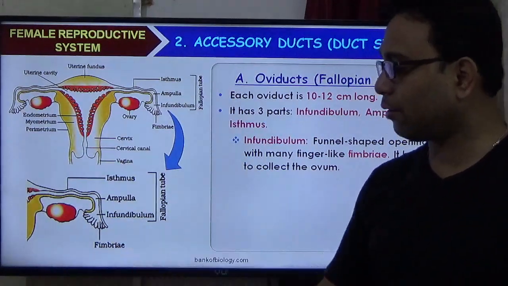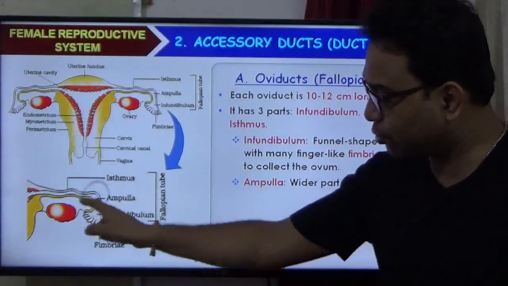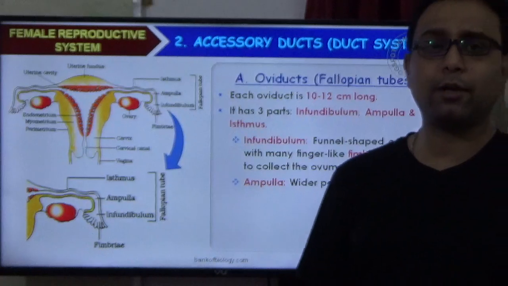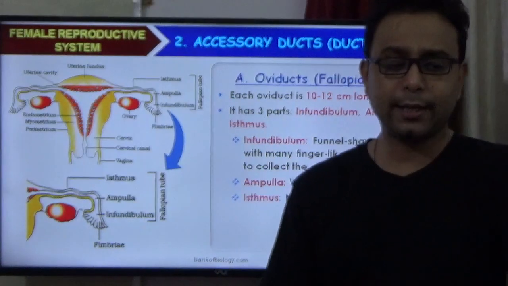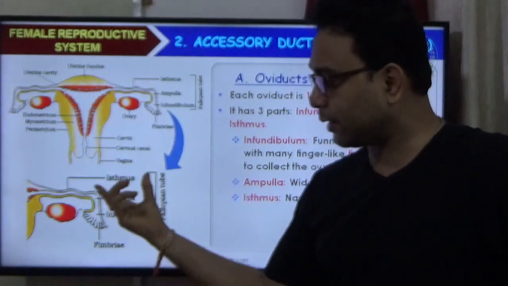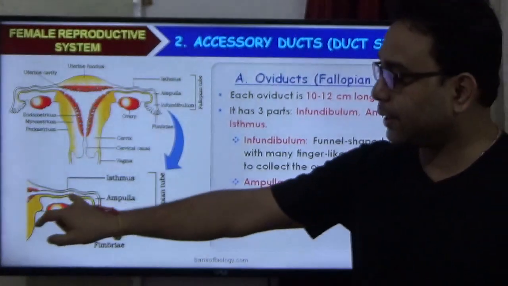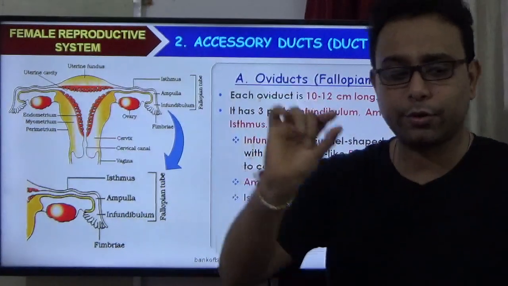This one is the function of the fimbriae. But the next region, in here, is called the ampulla. But what is the function of the ampulla? It is most commonly the wider part compared to the others. And the isthmus is a comparatively narrow zone, a narrow part, a narrow tube.